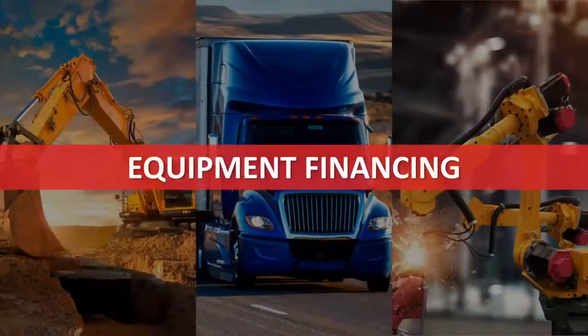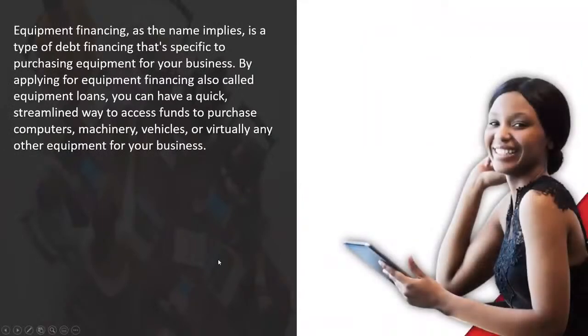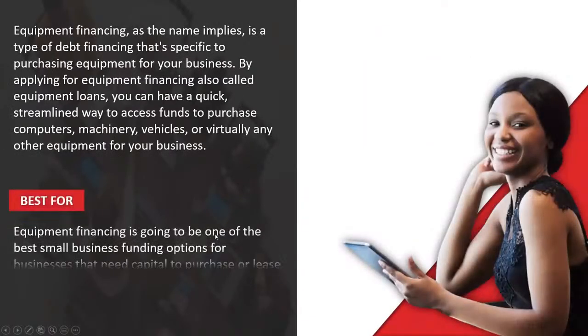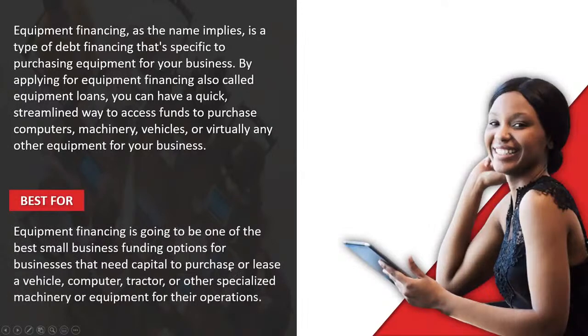Equipment finance, next product. Equipment finance, as the name implies, is a type of business debt finance that is specific to purchasing equipment for a business. Equipment financing is also called equipment loans. You have a quick, streamlined way to access funds to purchase computers, machinery, vehicles, or virtually any other type of equipment. Equipment finance is going to be one of the best small business funding options for businesses that need capital to purchase or lease a vehicle, computer, tractor, or specialized machinery.